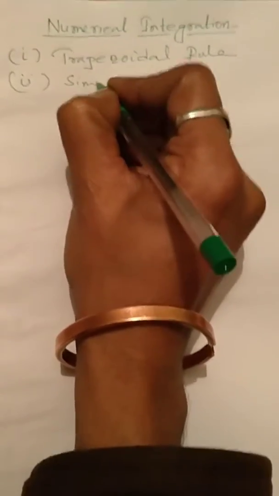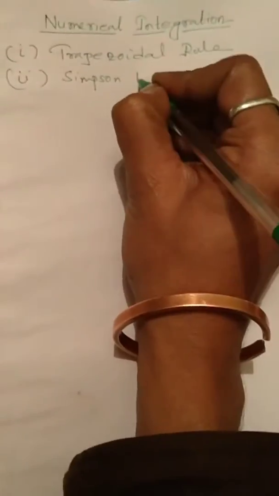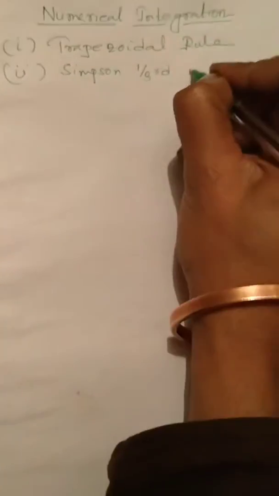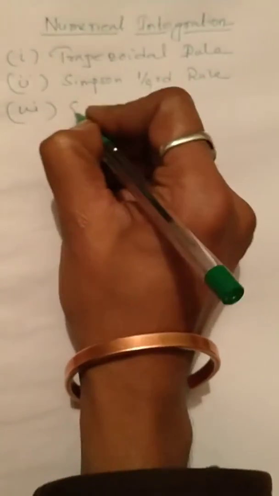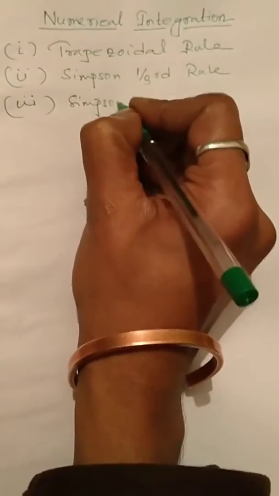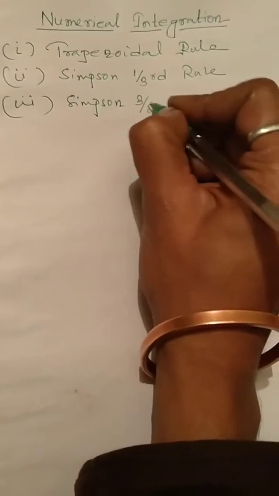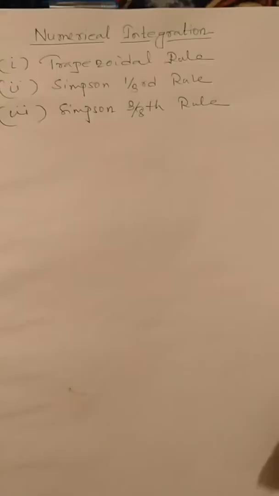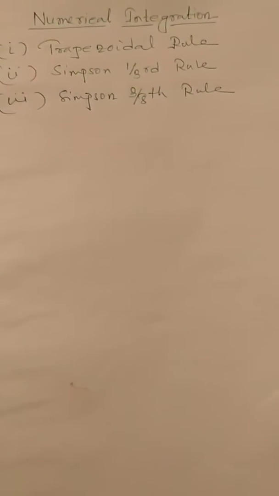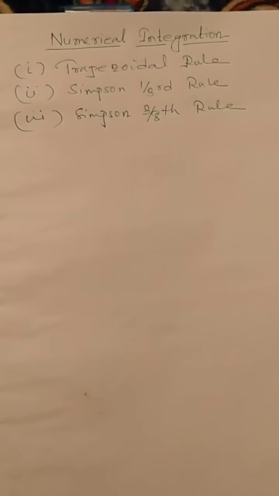second one is the Simpson one third rule, and the third one is the Simpson 3/8 rule. I will directly state the rules, but I will show the derivations of the trapezoidal rule, then the Simpson one third rule.